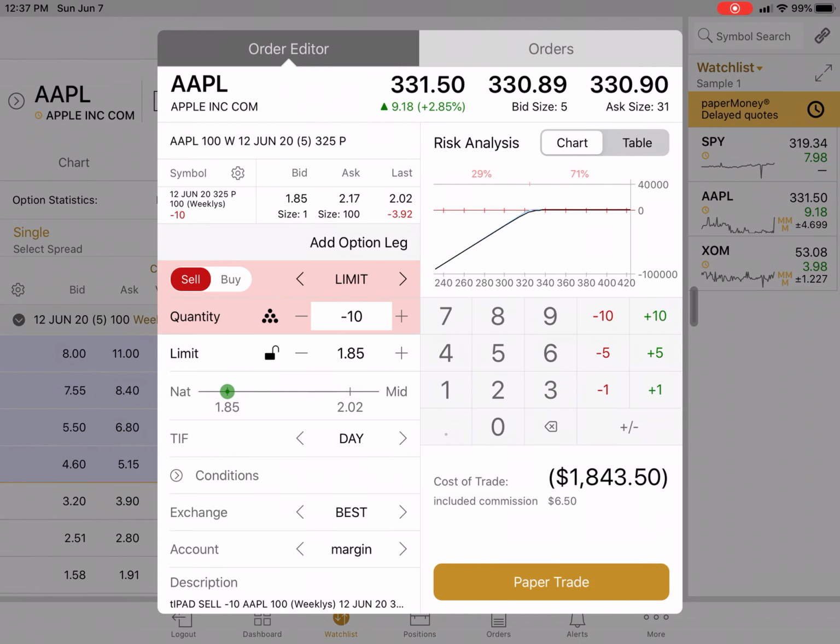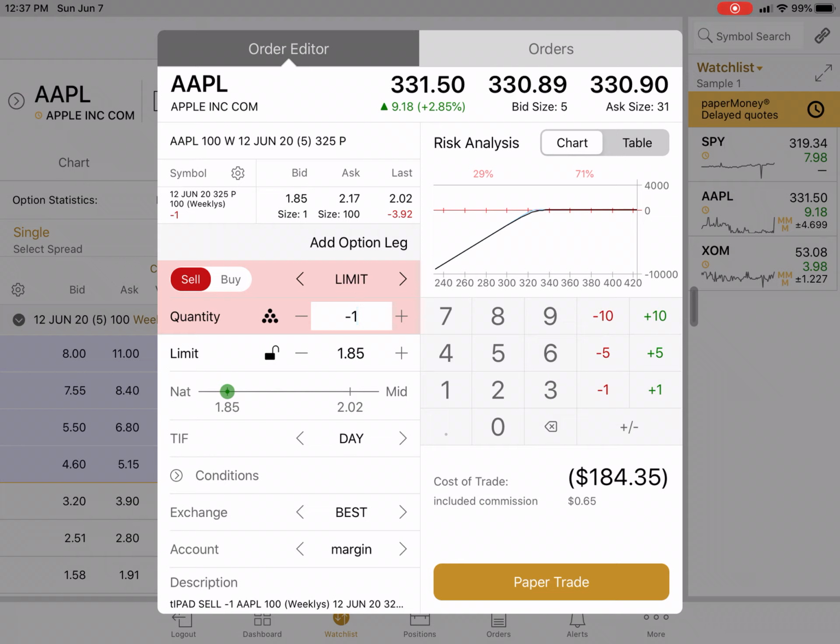Now as soon as I tap on it, I have my order ready to come up. Notice the quantity is 10, and I'm going to change that to 1. And notice it's -1. We're actually selling, but we're not selling an option that we own. We're selling an option for the first time. Therefore, in effect, we are writing this.